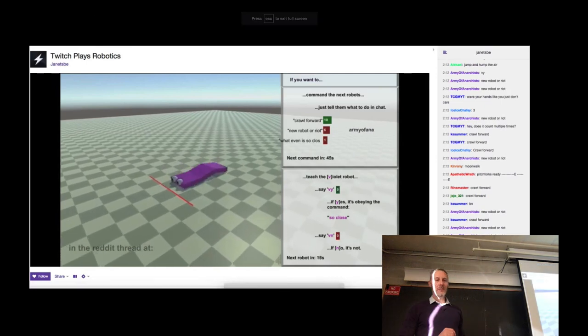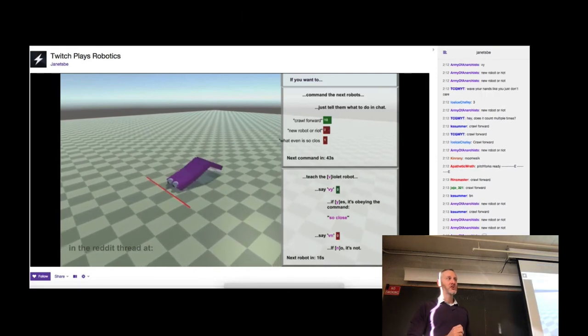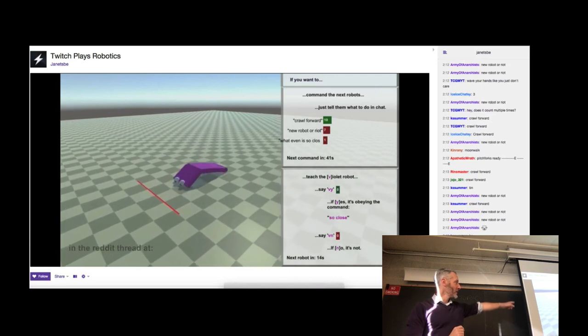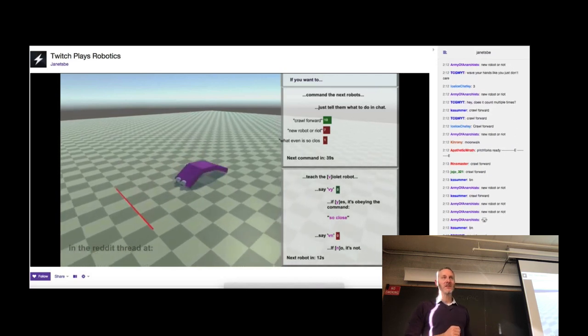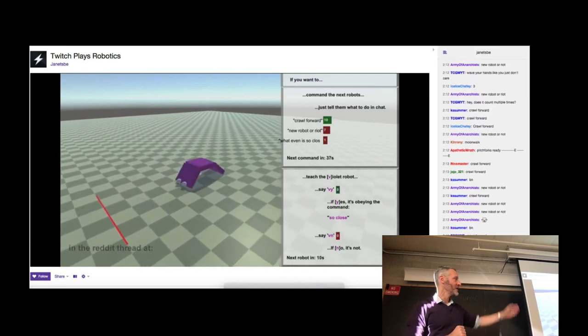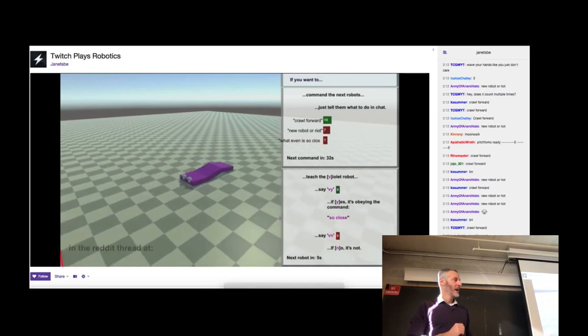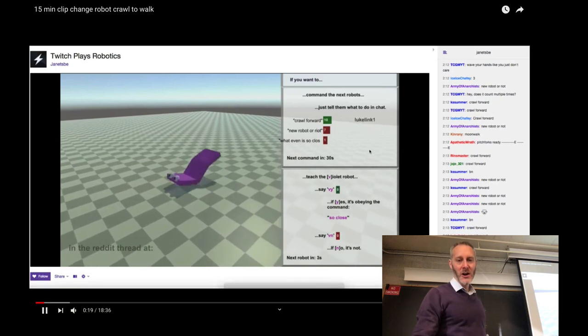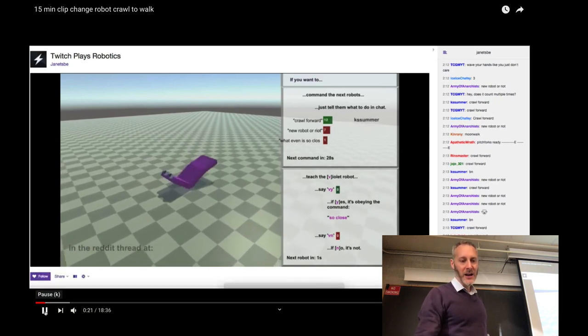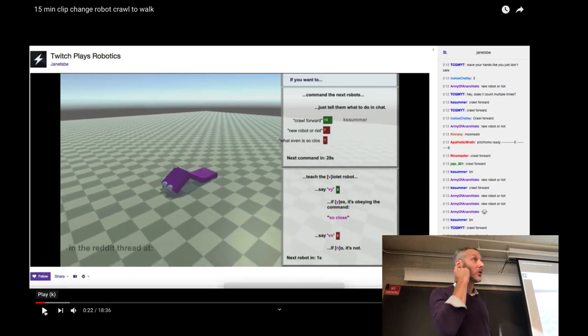So instead of streaming a video game, we stream our physics engine, this virtual environment. Inside this virtual environment is a relatively simple robot like you see on the left. And we have these two panels on the right, which tell our users about what they're able to do. In the top right panel, users can vote on what command they want to try and teach the robot next.